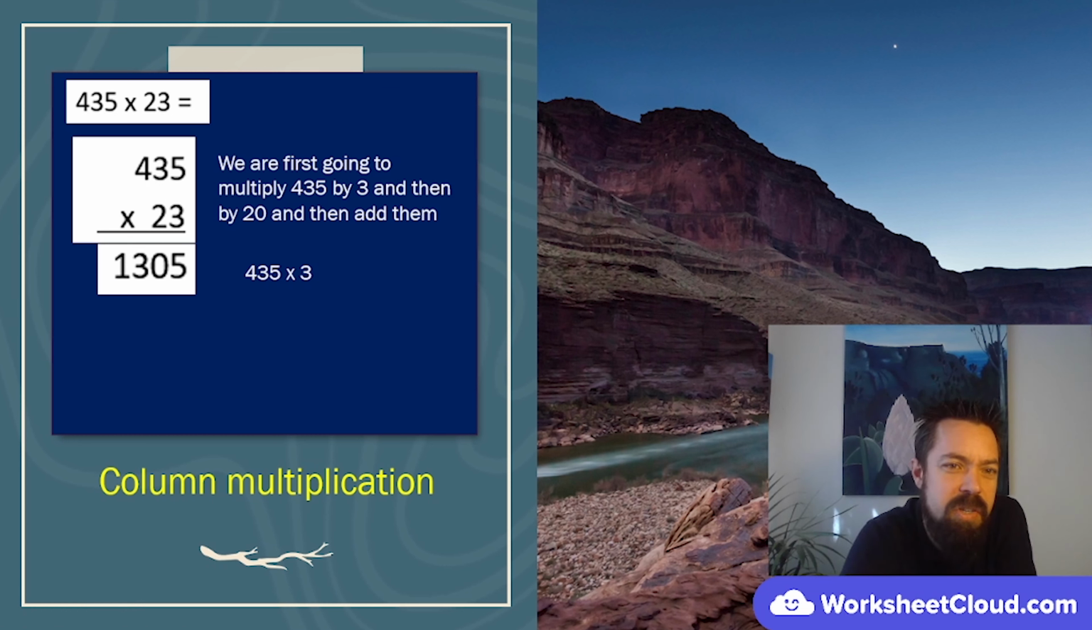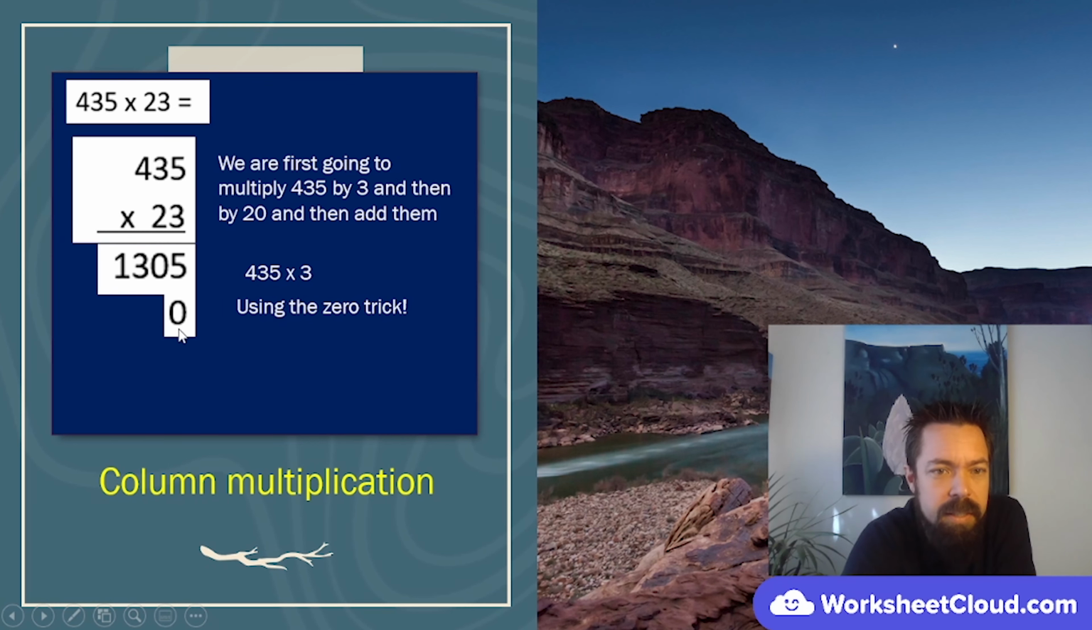Now, this is where our trick with 0 comes in. So this over here, we're about to multiply 435 by 20. But if you remember, 20's got the 0 on the end, which means I can use that trick where I just put the 0 at the end. And in fact, that's what we do when we put this 0 here. So lots of teachers teach you to put the 0 there, but not everyone tells you why. Why is it that you're putting a 0 there? It's because actually this is not 2, this is 20. So I'm going to put my 0 there.